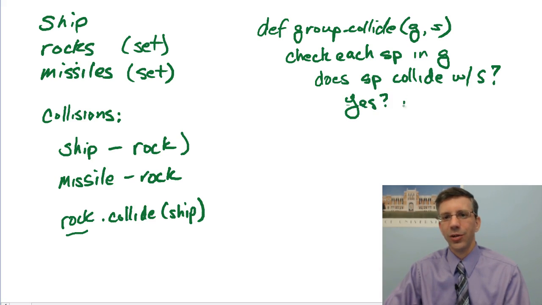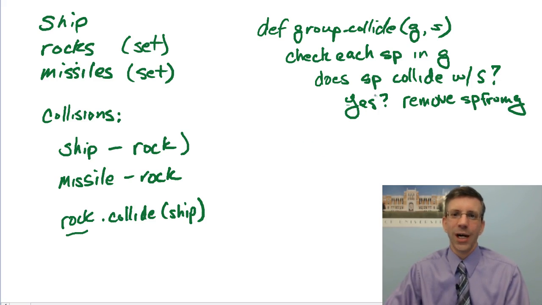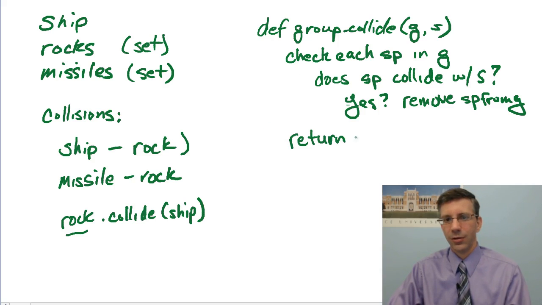If the answer is yes, okay, then what are you going to do? You're going to remove SP from G, right? You're going to get it out of there because it's been hit. It was a rock. In the simple case where I'll pass in the rock set as G and the ship as S, if I hit a rock, I need to get rid of the rock out of the group. Then when I'm done, I need to return true or false, right? Because if I did hit a rock, then I need to know that. So I return true if you collide with anything in G, and false if S collides with nothing in G.